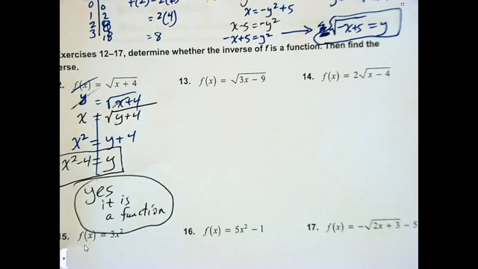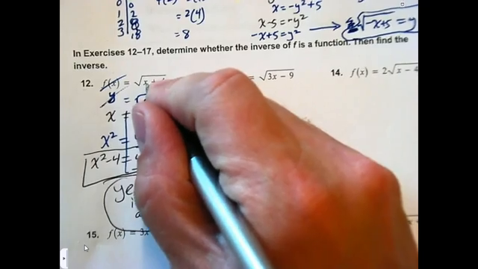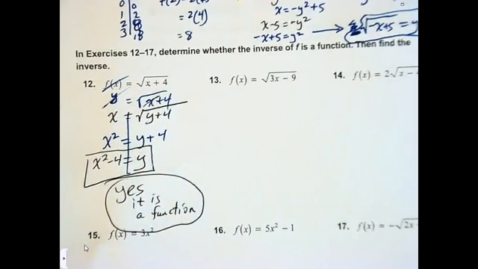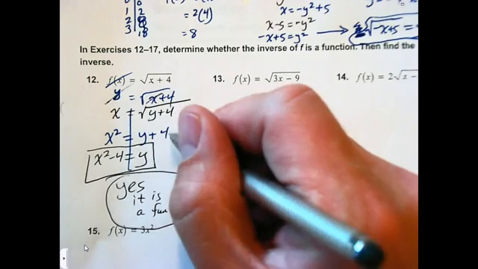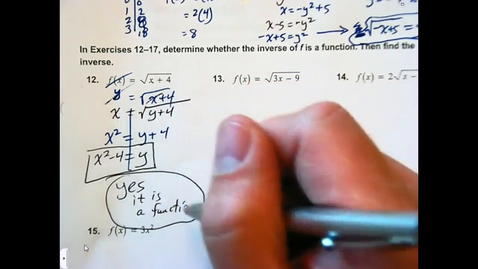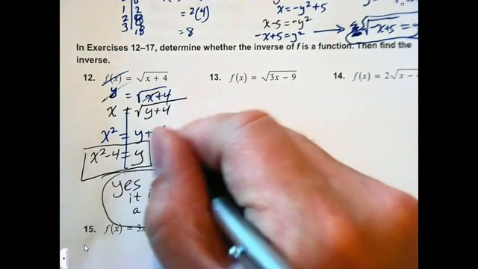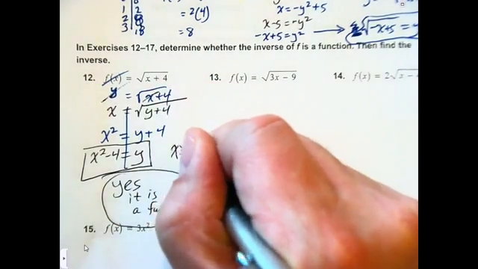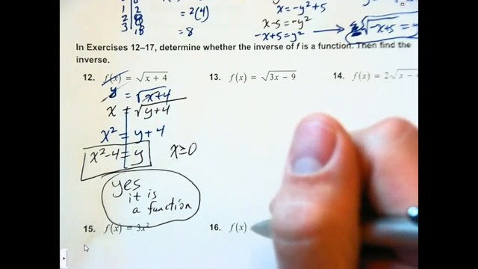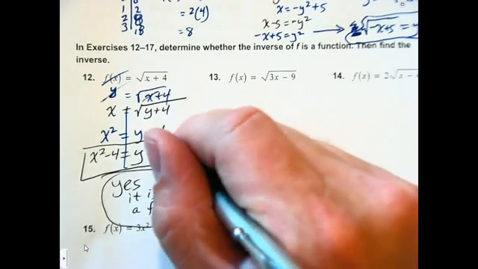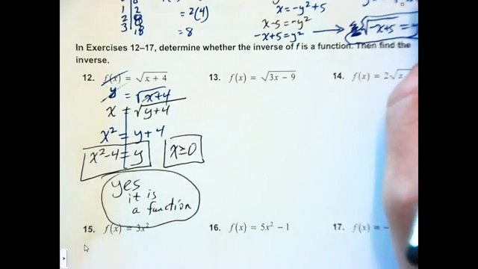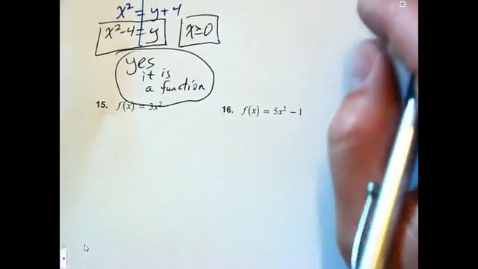All right. Let's try another one here. Try number 15. Oh, hey, hold on. One last guideline here. What could x not be? x has to be greater than or equal to 0 here. Okay? x has to be greater than or equal to 0. That's a guideline or a restriction we have to have. All right, let's go on to number 15.